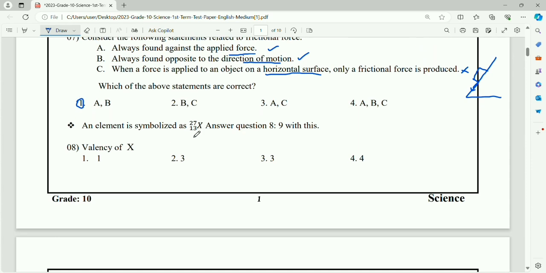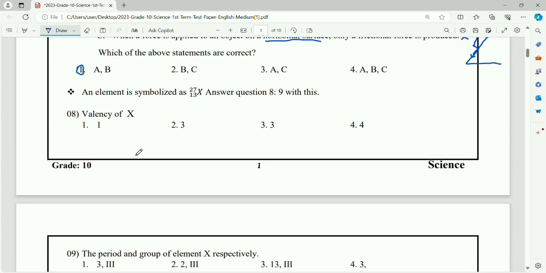Let's move to question number 8. Here the element is symbolized as X 2713. Answer questions 8 and 9 with valency. Here, valency. Actually we know that valency.